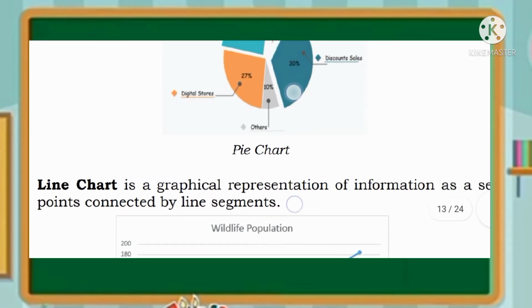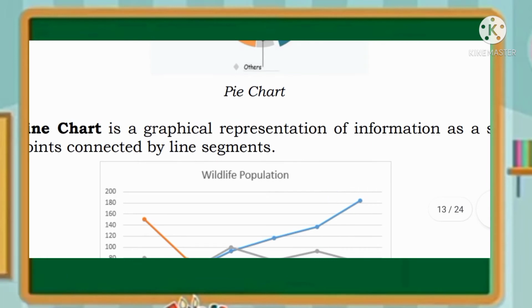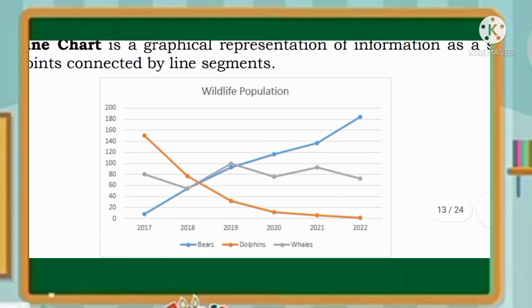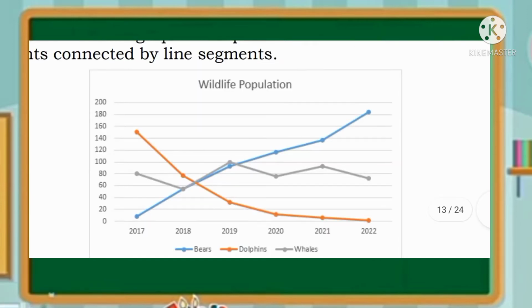And the next one is the line chart. It's a graphical representation of information as a series of points connected by line segments. And this is an example of the line chart. So it's more in line, as you saw.